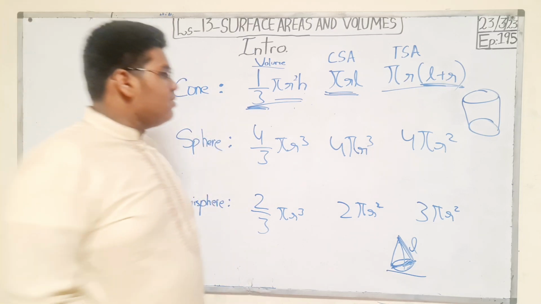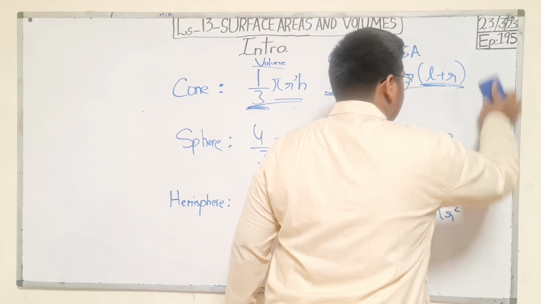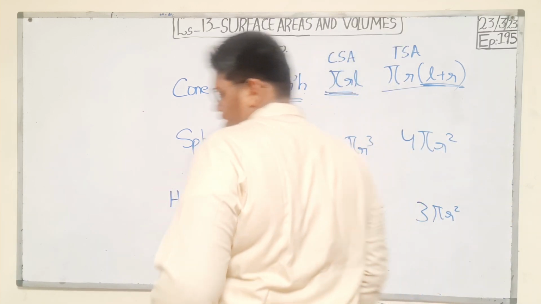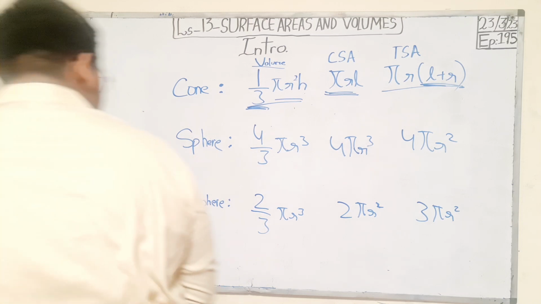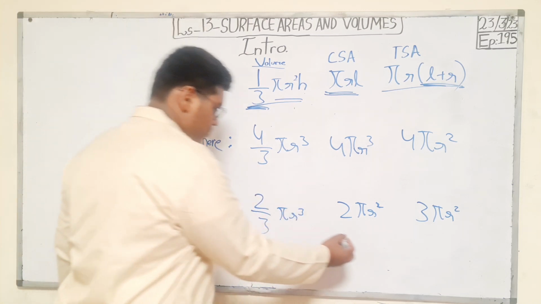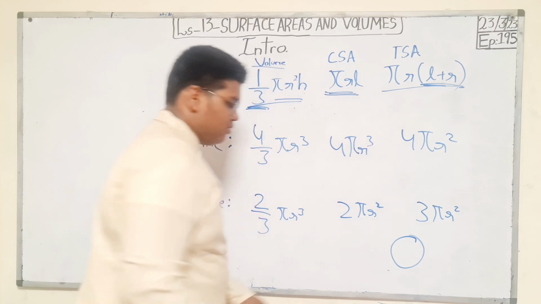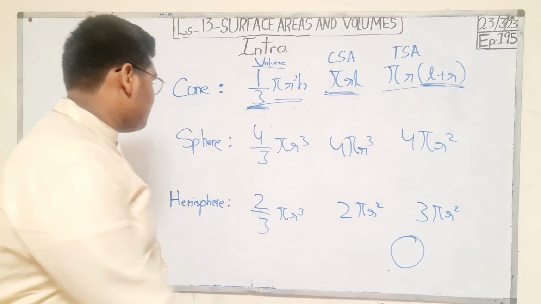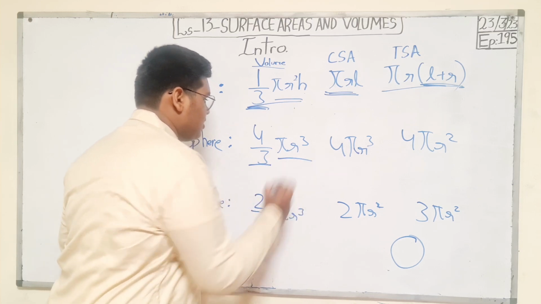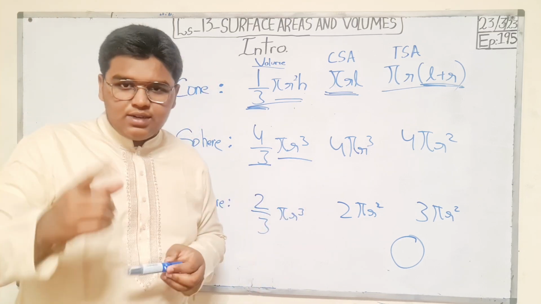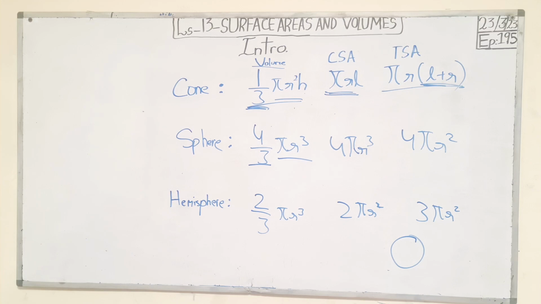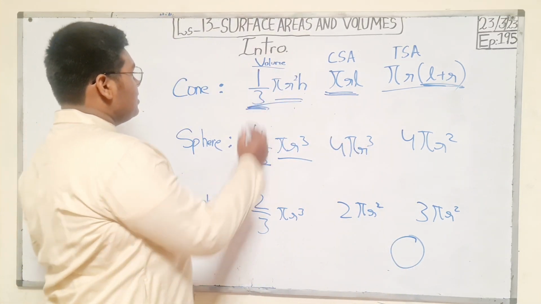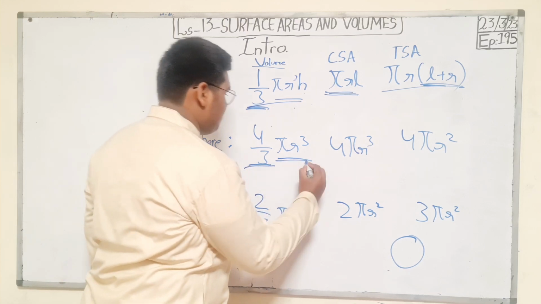Fine. Now we move to the next shape. Our next shape is the sphere. A sphere is basically a round shape. The volume of a sphere is 4 by 3 pi r cube. Alright, now I am back, and the volume of the sphere is 4 by 3 pi r cube.